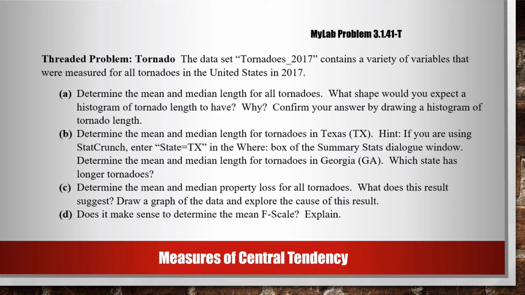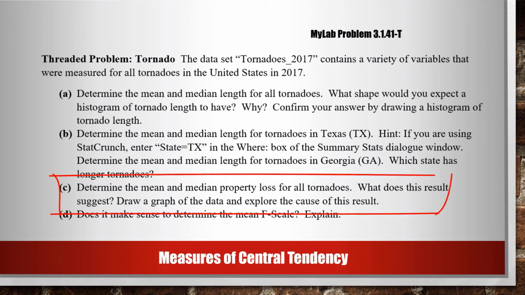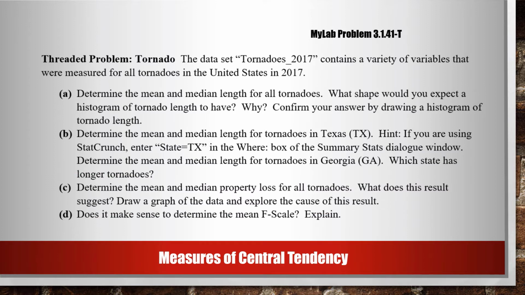Here we're looking at measures of central tendency. Look at part C. Property loss is a highly skewed to the right variable. Students are asked to compute the mean and median along with a graph, again not specified, that will confirm the skewness of the distribution of the variable property loss. Look at part D. Does it make sense to determine the mean F-scale? F-scale, of course, is a qualitative variable, but it's a numeric quantity. Students need to recognize that qualitative variables periodically show up as numerical quantities, and therefore the mean would not make sense for the variable F-scale.